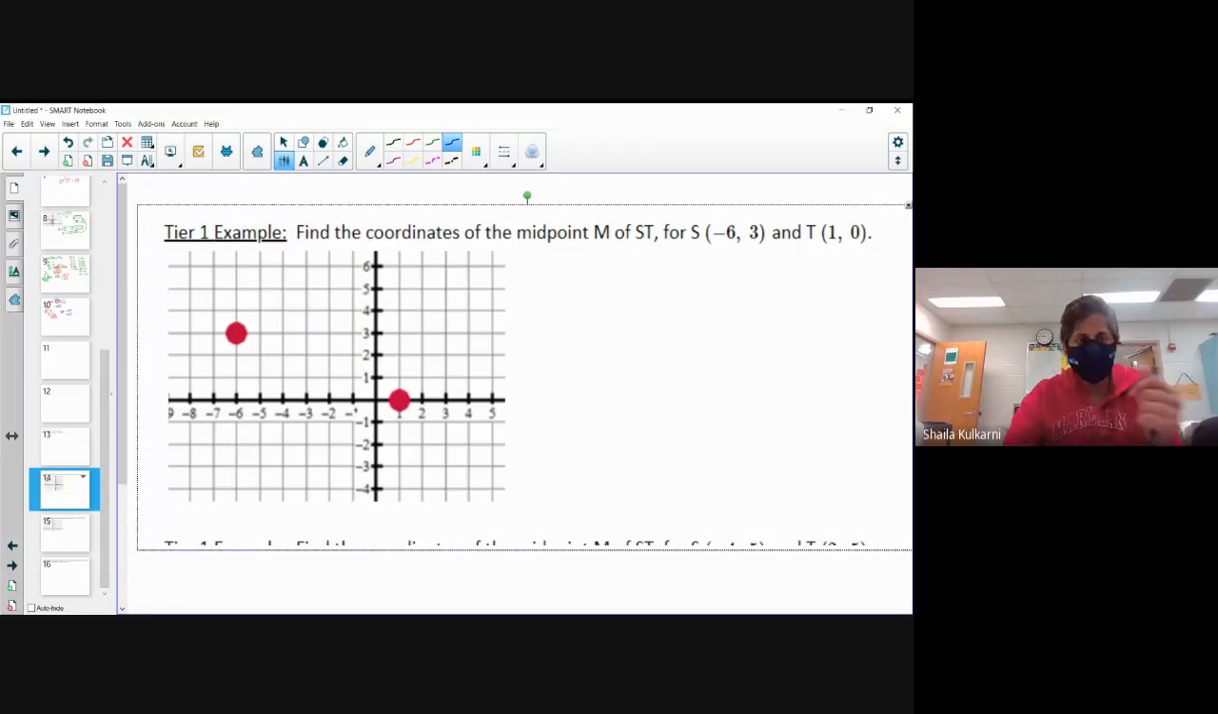Hey guys, this is Miss Kulkarni, although it might be hard to tell because I'm wearing this mask. I'm at South River High School, although I'm not in my classroom. I'm in the math office right now. And we're going to do the midpoint formula for today.